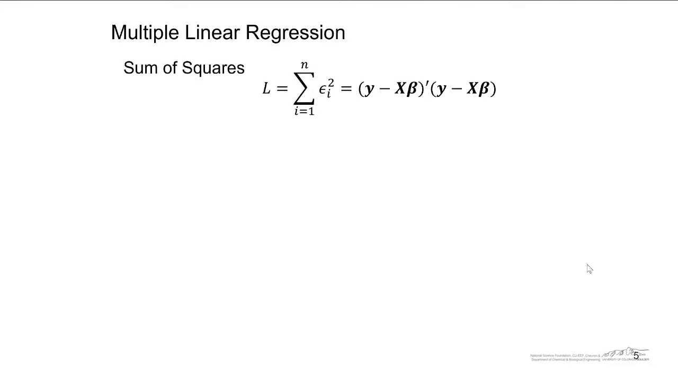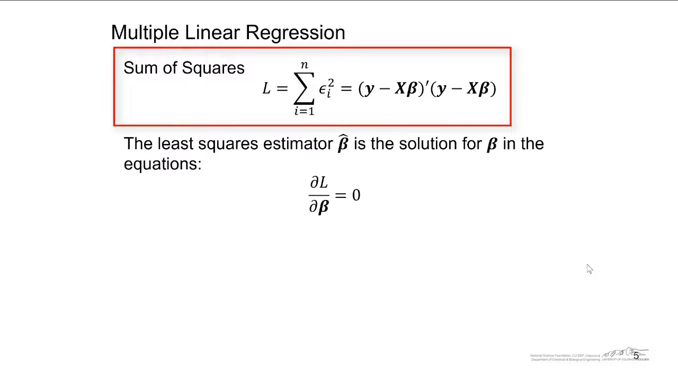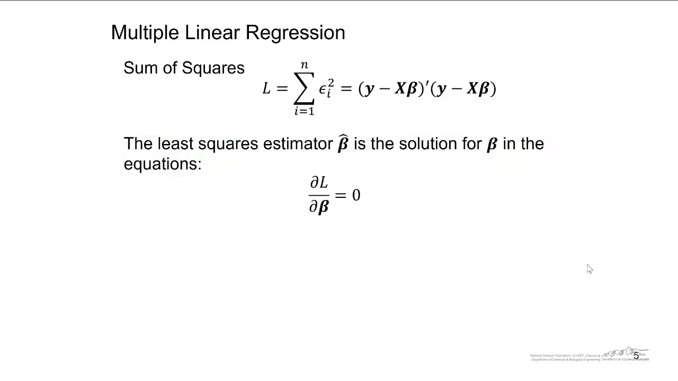Similar to what we did using simple linear regression, we're going to calculate a sum of squares, L, and we want to try to minimize that. The least squares estimator, beta hat, and beta hat here is a vector that contains all of our estimates for the parameters in our model, is the solution for beta in the equations where we take the partial derivative of our sum of squares with respect to each of our beta terms, and we want to set those equal to 0. So essentially, we've got a bunch of equations that we're setting equal to 0.